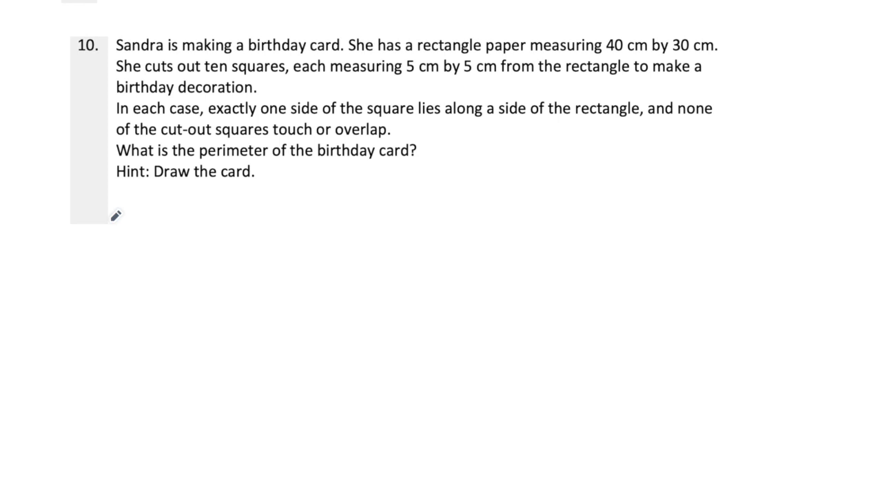For this problem, we have to figure out the perimeter of the birthday card. We know that she has a rectangle paper measuring 40 centimeters by 30 centimeters, and she cuts out 10 squares, each of them measuring 5 centimeters by 5 centimeters. We also know that exactly one side of the square lies along a side of the rectangle, and none of the cutout squares touch or overlap. Let's start out by drawing the rectangle and one of the squares.